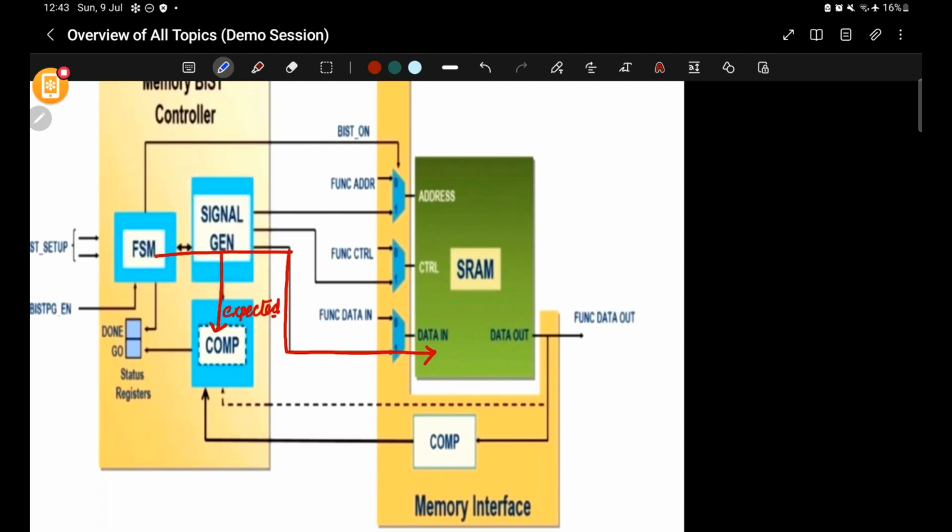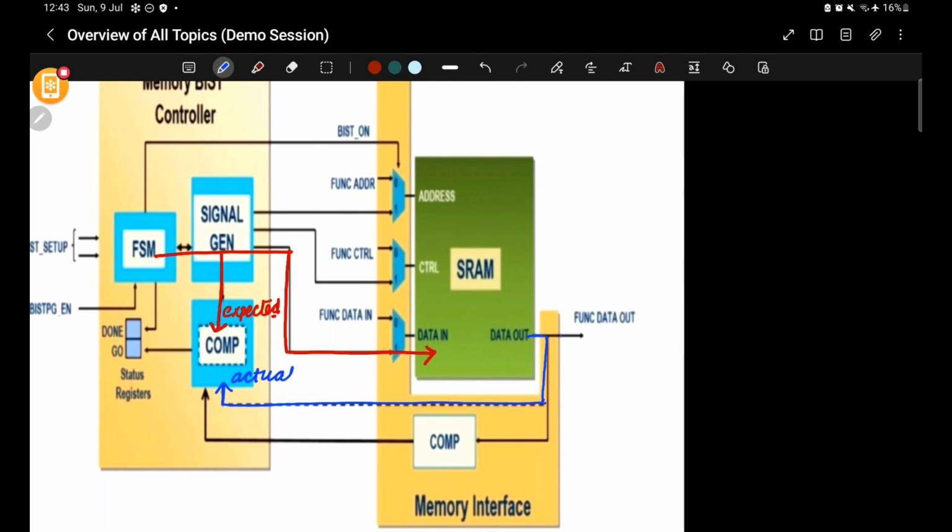And then, now that the value has been written into the memory, the output of the memory will again be given to the comparator. In the diagram there are two comparators, because the comparator can either be placed in the interface or in the controller. Both options are possible, which is why they have kept two comparators. Which one is more advantageous, and why, we will discuss in our course.